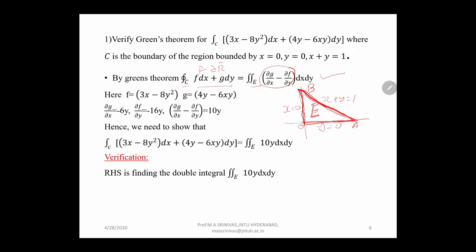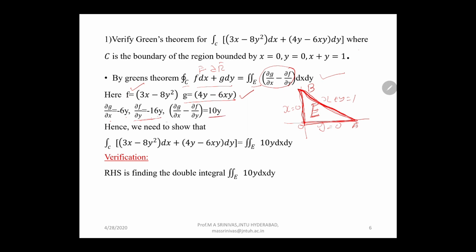f is 3x minus 8y square, and g is 4y minus 6xy. This is f dx, this is g dy. This is the y component. Derivative of the y component with respect to x, that is derivative of g with respect to x, is minus 6y. Derivative of the x component with respect to y, that is dou f by dou y, is minus 16y. The difference of these two is 10y.